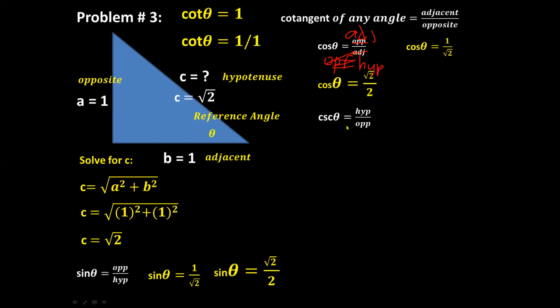How about cosecant of theta is equal to hypotenuse over opposite? Ang hypotenuse natin is square root of 2, ang opposite natin is 1. That is why we have square root of 2/1. But square root of 2 divided by 1, cosecant theta is equal to square root of 2.